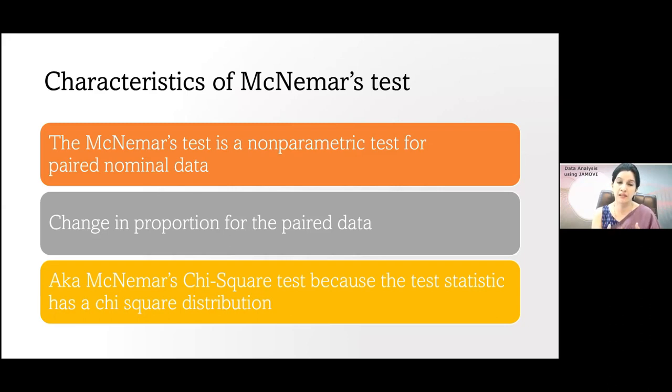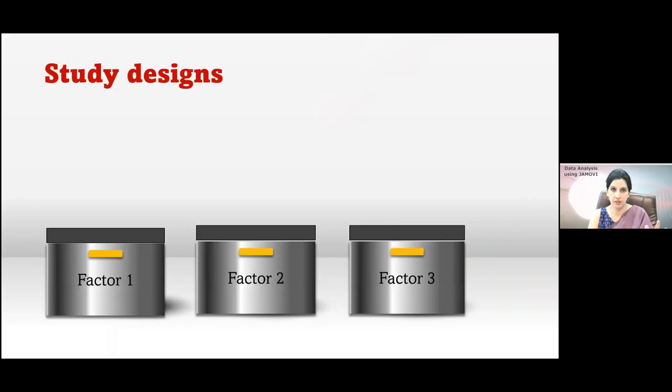And this McNemar test is applicable only for two categories. That means there should be two variables and each should have two categories. If a variable has more than two categories, then we cannot apply this test. In this case, we see the change in the proportion of the paired data. This is also called the McNemar chi-square test, because ultimately it uses the chi-square statistic to calculate the test.